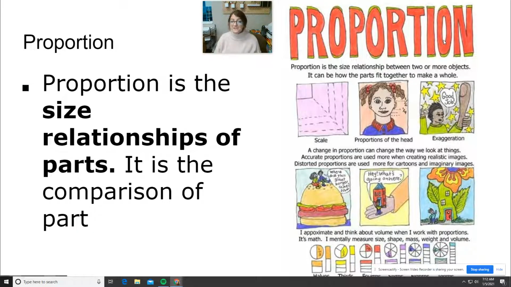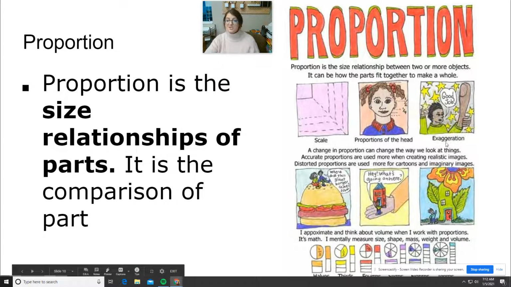Proportion. Proportion is all about size relationships. Proportion is a size relationship between two or more objects. It can be how the parts fit together to make a whole. So you can have a scale. There's proportion in portrait drawing. There's exaggeration. There are also proportions in a whimsical way.